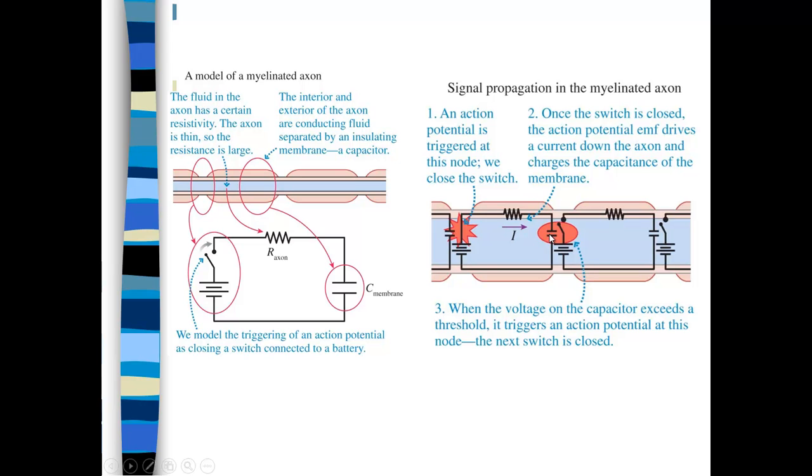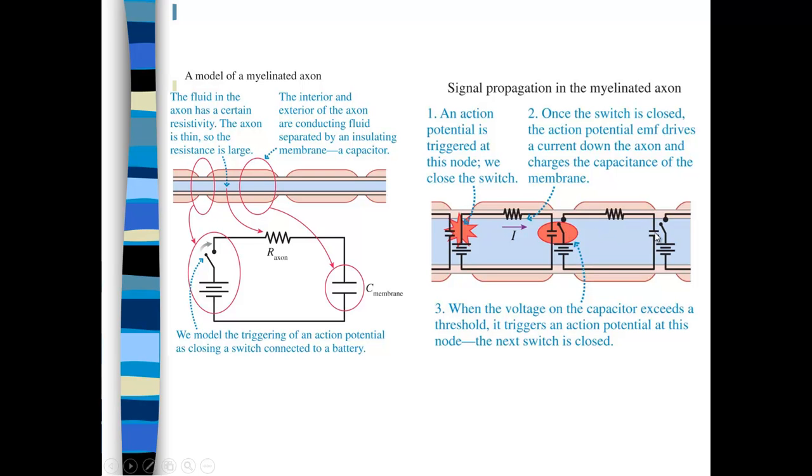This will charge up the conducting fluid. And then this switch closes here. That causes an action potential there. When the voltage exceeds a trigger voltage in the capacitor, then that will trigger this next node to close, this switch to close here. That will then cause this capacitor to charge up. That's an action potential here.